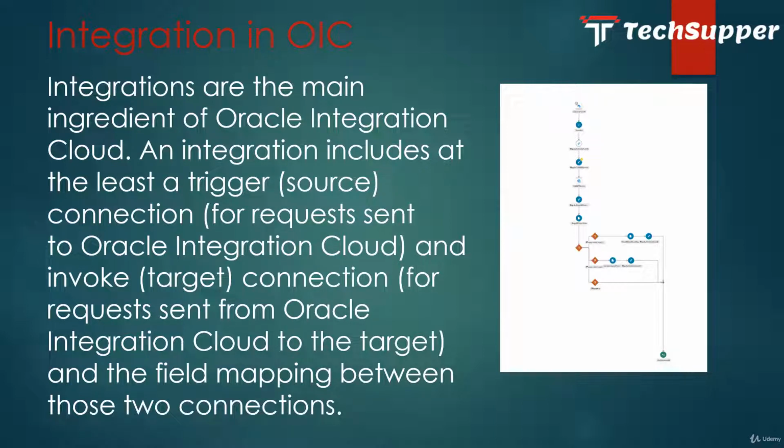That is called integration. So this is the main ingredient of Oracle Integration Cloud. Here in the picture, this is called an integration, where you can see different activities which can be used in a single integration. You can massage the data, you can do a for looping, you can do exception handling. There are multiple things you can do in an integration.